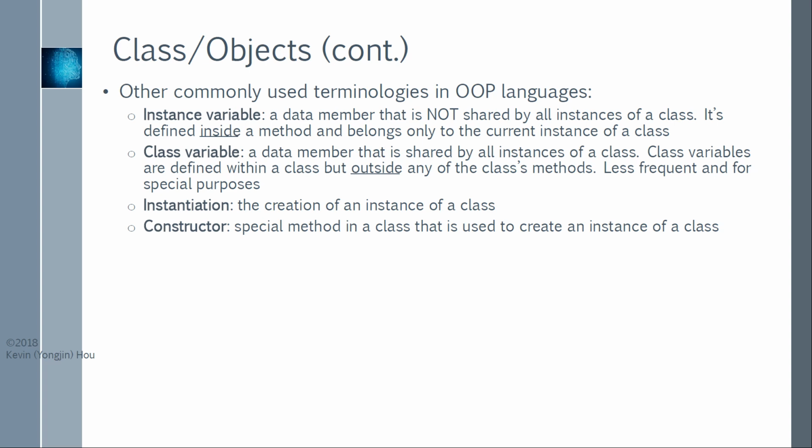And there's something else called a class variable, which is just the opposite of the instance variable. Each class variable is shared by all instances of a class, so it's not unique to a specific instance of the class. And instantiation just means creation of an instance of a class. And constructor is a very special method in a class that is used to create an instance of the class.